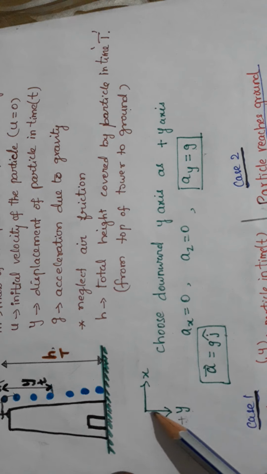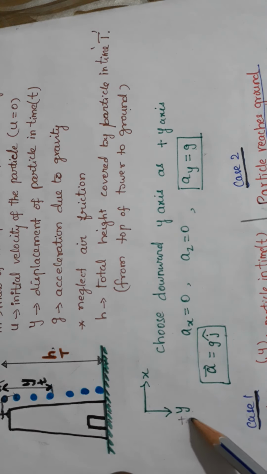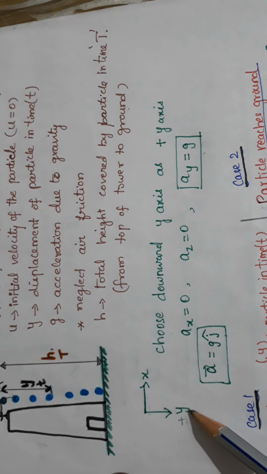the particle, consider this as the positive y-axis and this is the positive x-axis. Usually you will be considering this as the negative y-axis, children. In this case you are considering this as the positive y-axis. Note it down. Choose downward y-axis as positive y-axis.